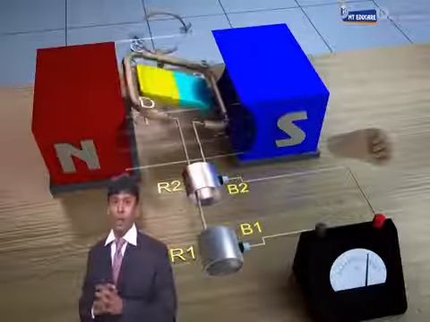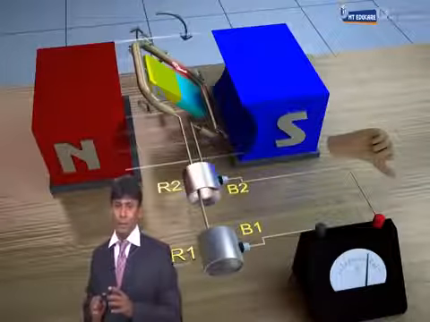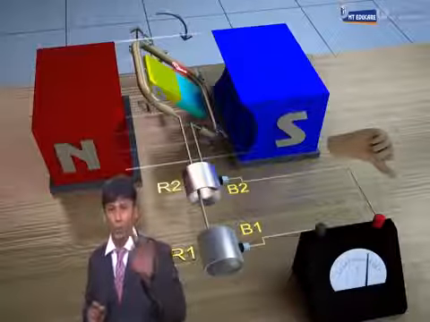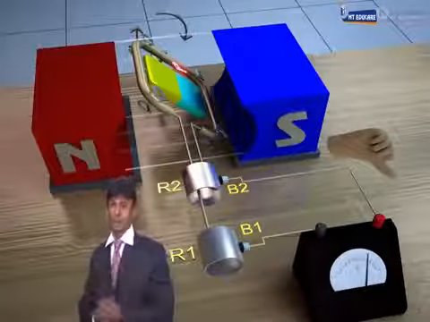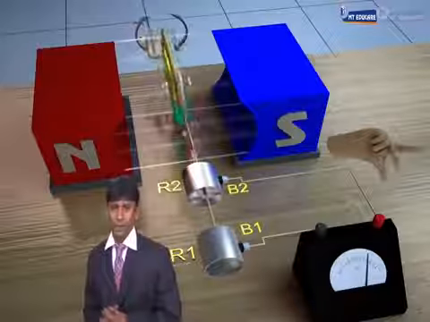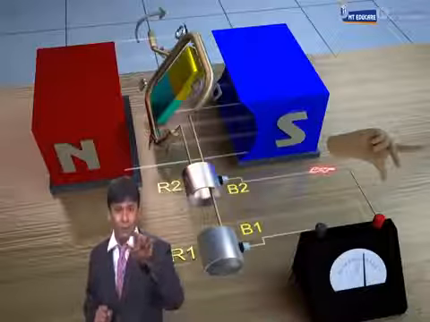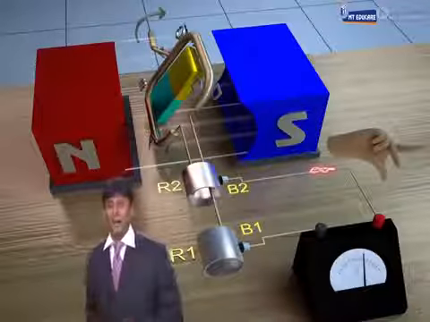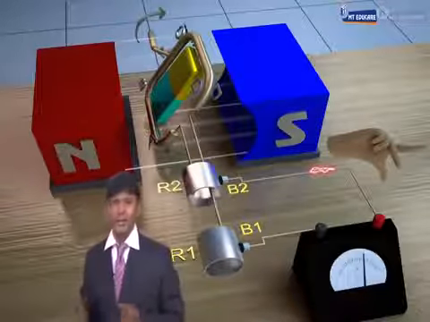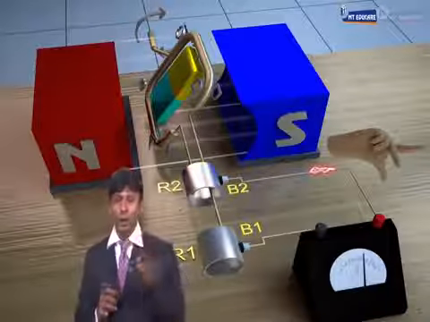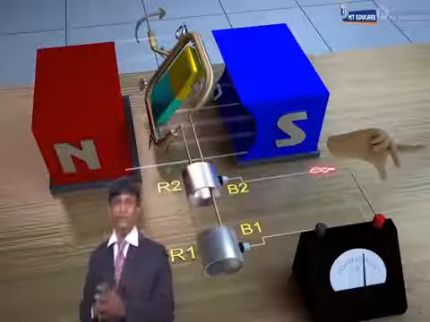B1 to B2. Now in the second half of the cycle, first half of the cycle we have seen the current has gone from B1 to B2. Let's take it further. Now the current has started from B2, right? And now the current is going to B1. That means the direction of current has changed. First time from B1 to B2, now from B2 to B1. Let's see this.